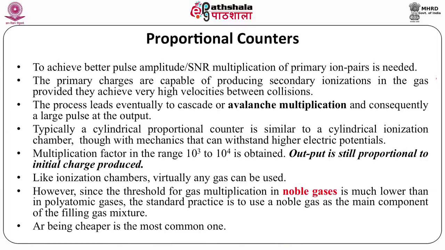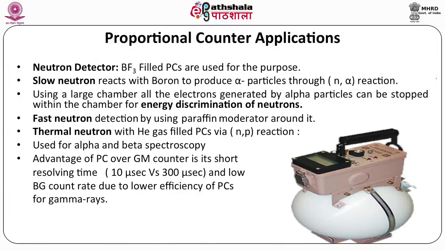Where are proportional counters used? They are mainly used for neutron detection. Boron filled proportional counters are used for this purpose. Why? Because, for example, slow neutrons react with boron to produce alpha particles through an n-alpha reaction. Now, alpha particles are charged particles and they are intensely ionizing. So neutrons are being detected indirectly, because they are neutral particles.